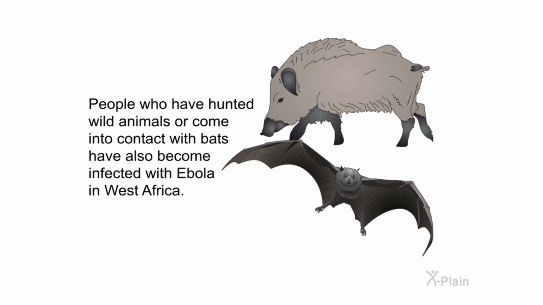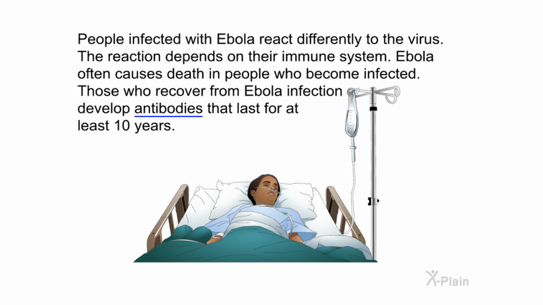People who have hunted wild animals or come into contact with bats have also become infected with Ebola in West Africa. People infected with Ebola react differently to the virus. The reaction depends on their immune system. Ebola often causes death in people who become infected. Those who recover from Ebola infection develop antibodies that last for at least 10 years.